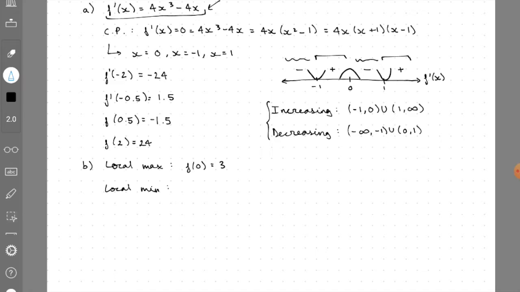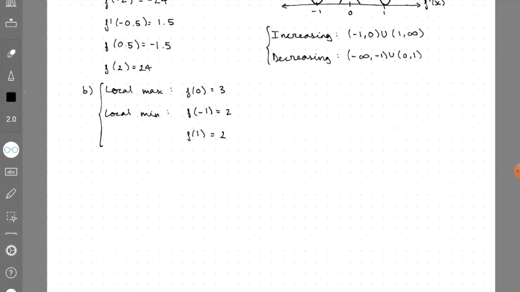Notice that for local min, we have negative 1 and 1. We see that those will be local mins. So we do f of negative 1, and if we plug it into f of x, not f prime of x, don't do that, we get 2, and then f of 1 is going to be 2. Is it? Yeah, it's 2 again. Okay. So these are going to be our answers for part B. Those are going to be our local maxes and local mins.